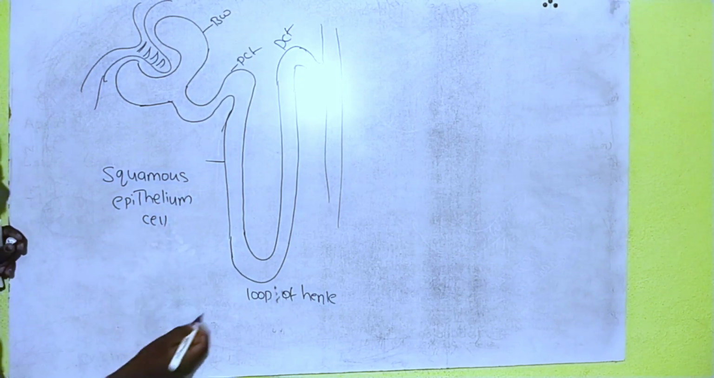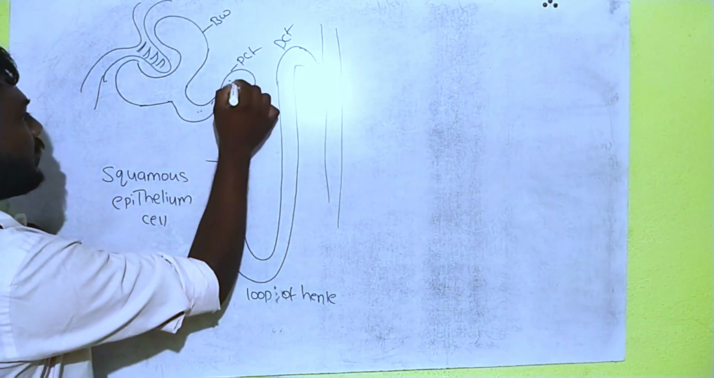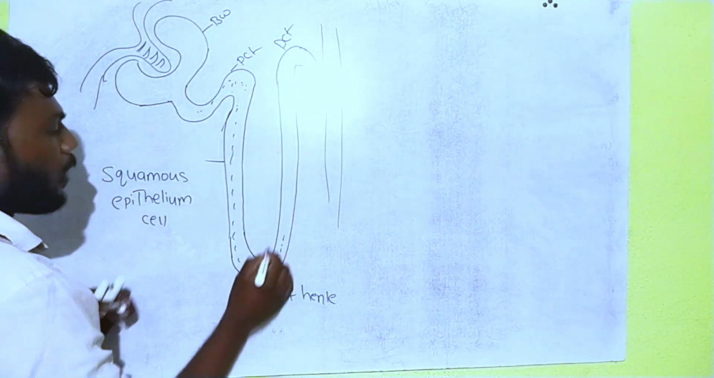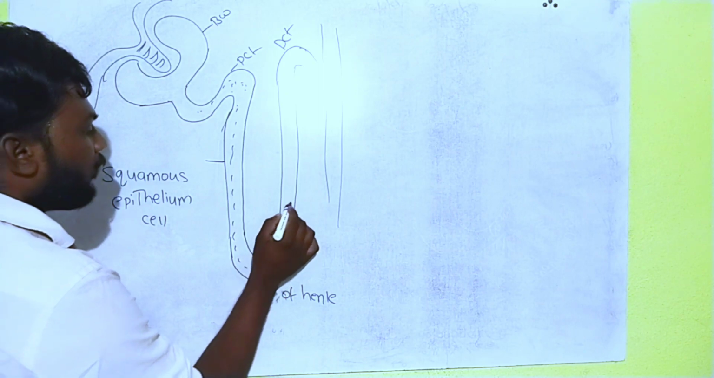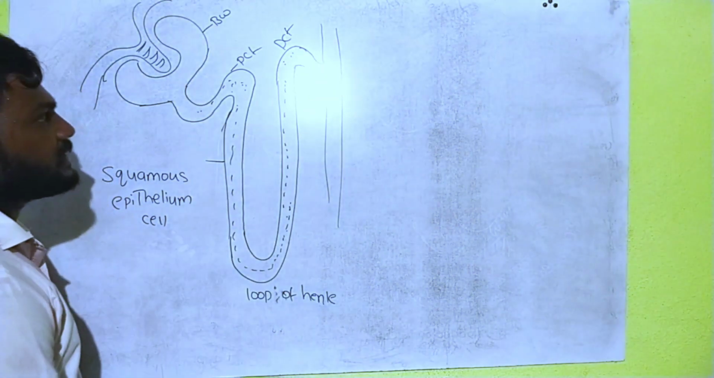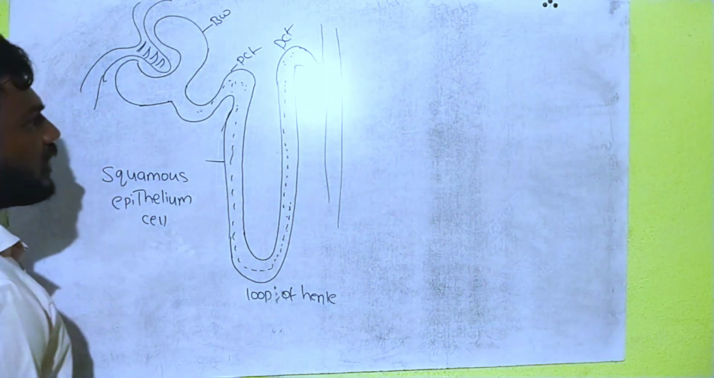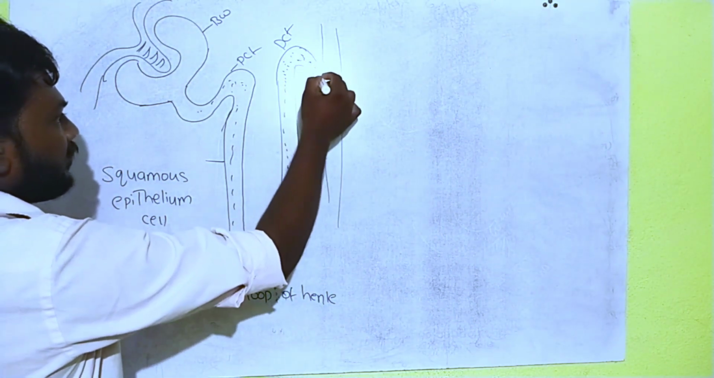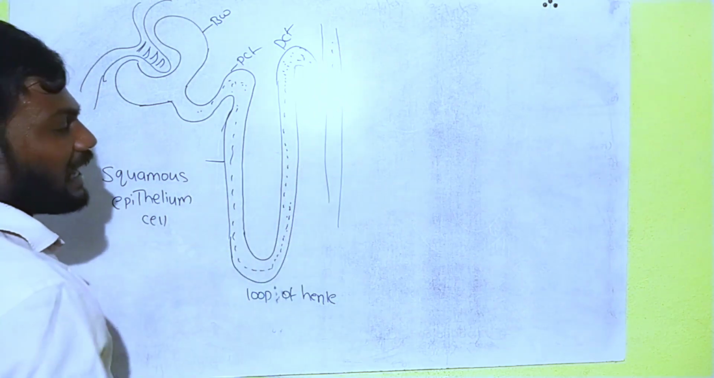Squamous epithelium cells. And this is the loop of Henle here. The primary urine proceeds to the loop of Henle, and then the urine is going to the DCT region. DCT means distal convoluted tubule. From the DCT, finally the primary urine is going to the collecting duct.